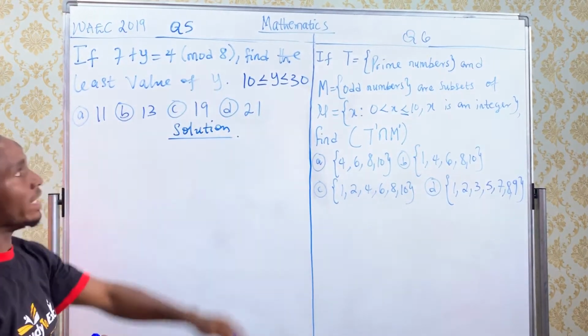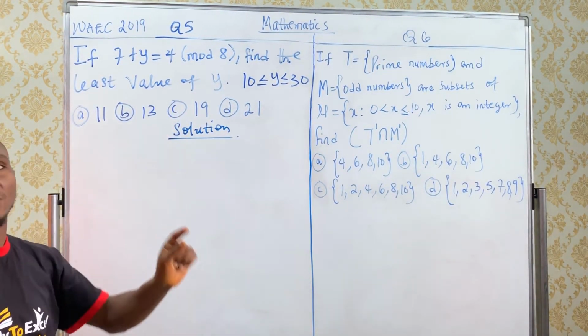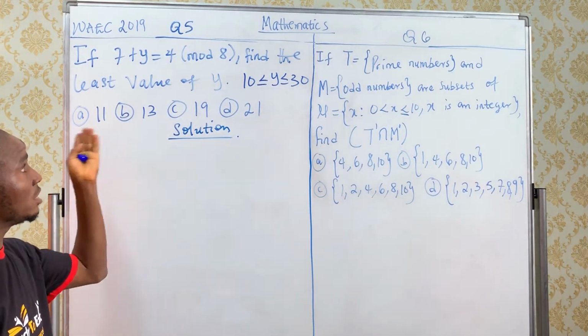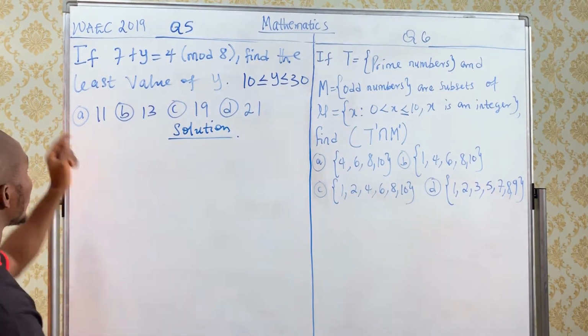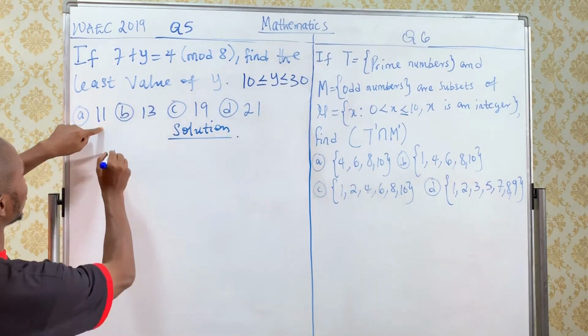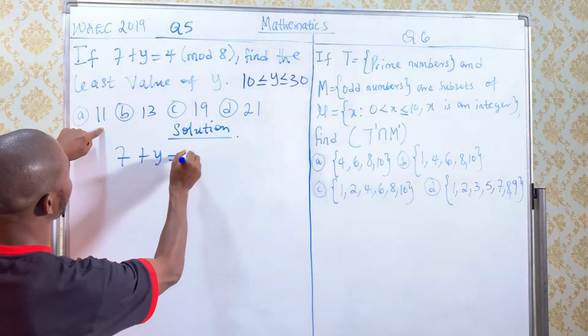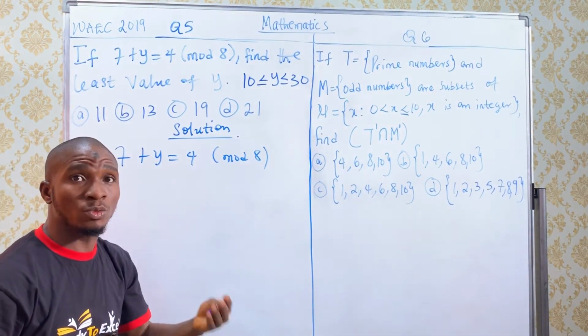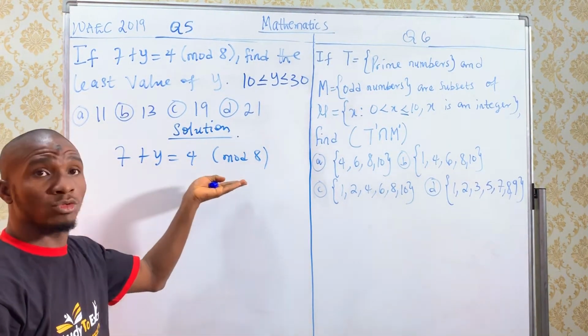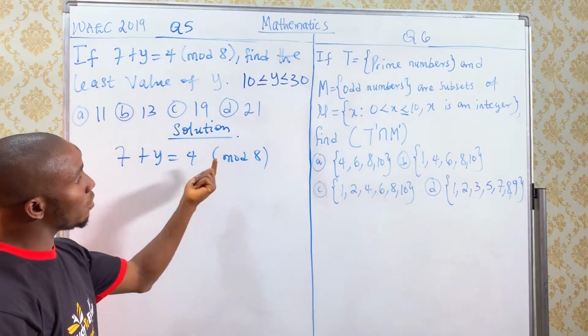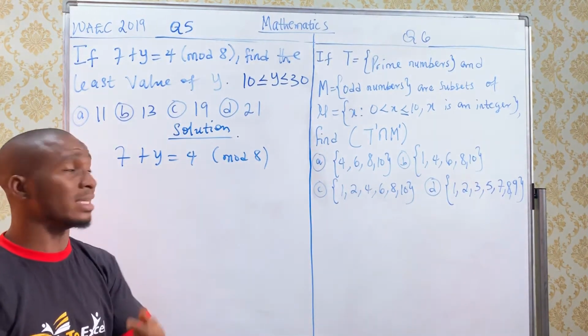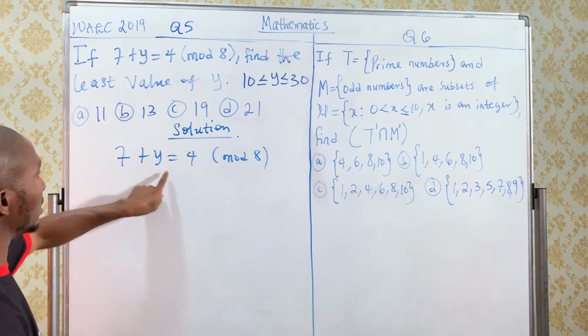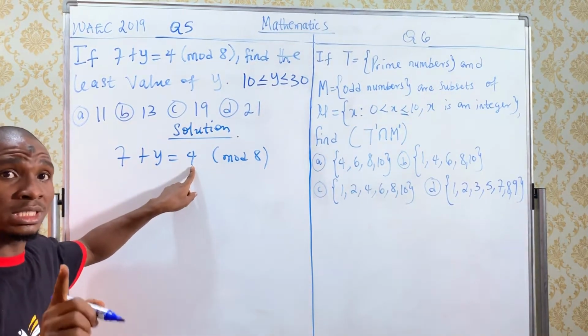Now we want to operate in mod 8. The fastest way of solving this question is to use the options given to you. You pick the first value, 11, so we have 7 plus y equals 4. Don't forget, in our previous video, we explained that when you are dealing with modular arithmetic, if you are working in mod 8, the remainder is always your answer. If you look at this first option, it means the remainder is 4.